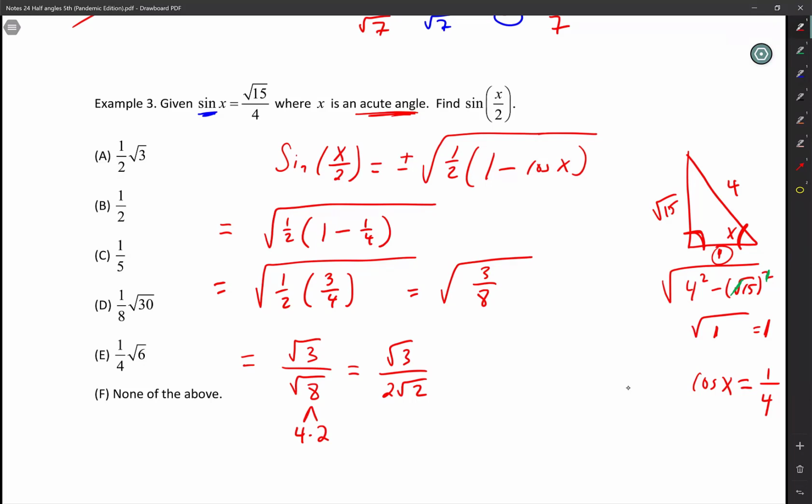So now I just multiply the top and bottom by the square root of 2 over the square root of 2. Anytime you're multiplying a square root times a square root, you can multiply the inside numbers, guys. That's the square root of 6 over, and then square root of 2 times square root of 2 is 2, and then 2 times 2 is 4. So there it is. I look for that answer.